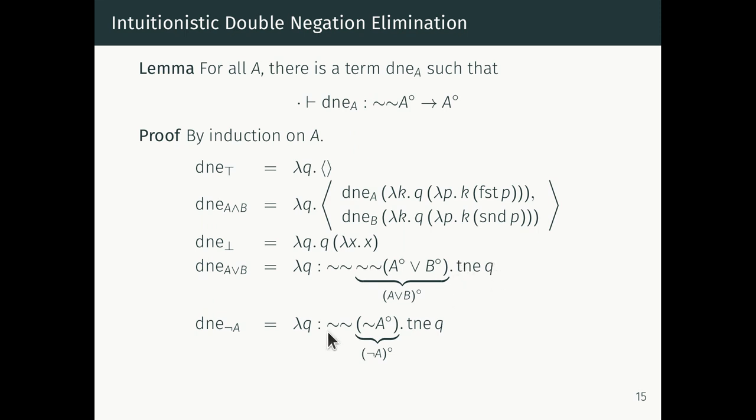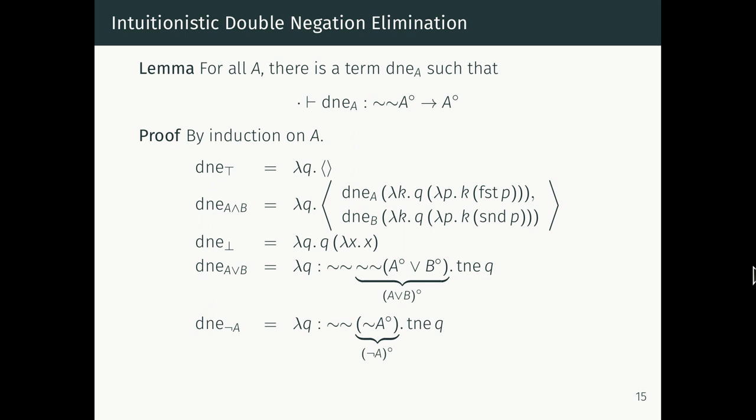And the same thing happens with the negation. So we have not of not A, and that's triple negation. So we can immediately apply triple negation elimination to get back to the not A translation that we wanted.